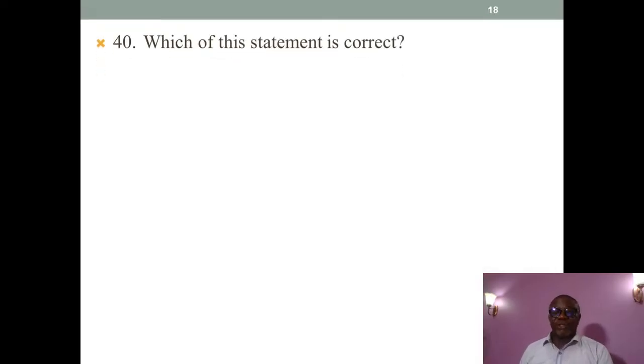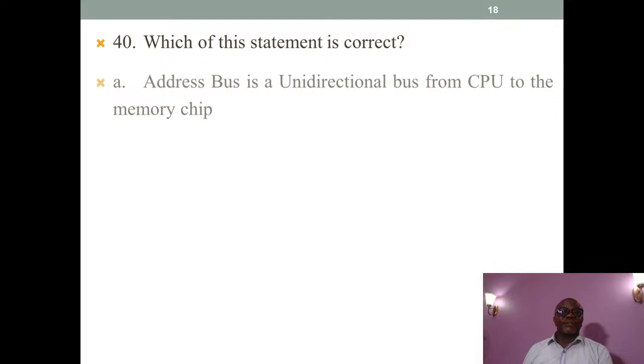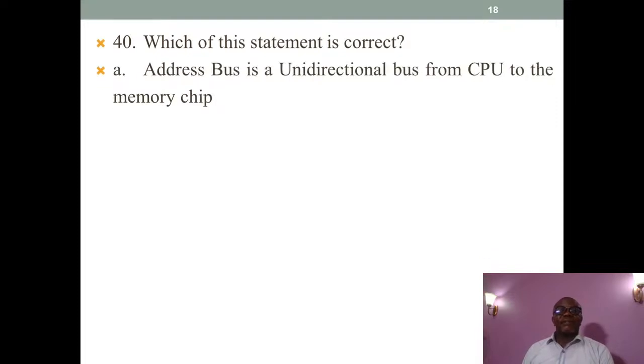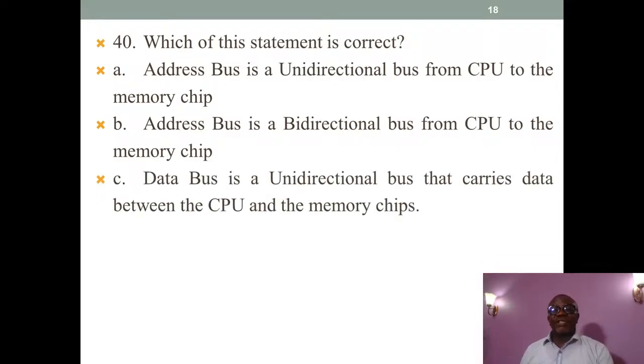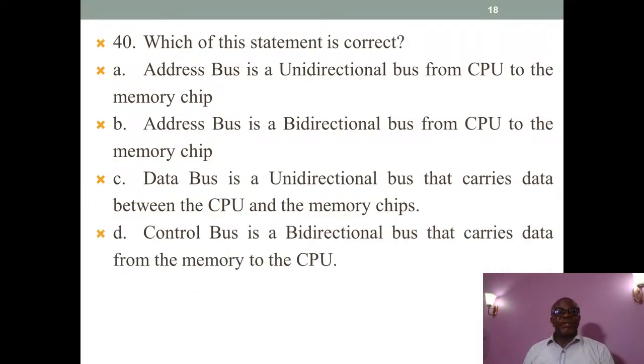Which of the statements is correct? Address bus is a unidirectional bus from CPU to the memory chip. Address bus is a bidirectional bus from CPU to the memory chip. Data bus is a unidirectional bus that carries data between the CPU and the memory chips. And control bus is a bidirectional bus that carries data from the memory to the CPU. So which one is your answer?